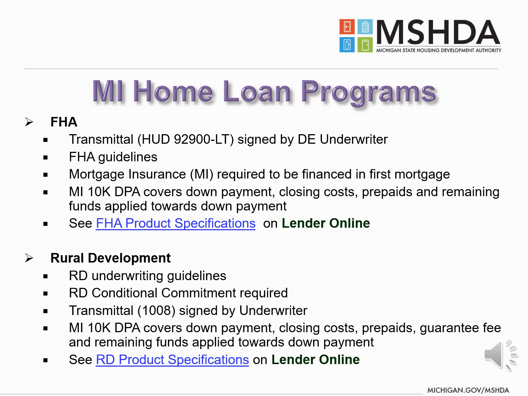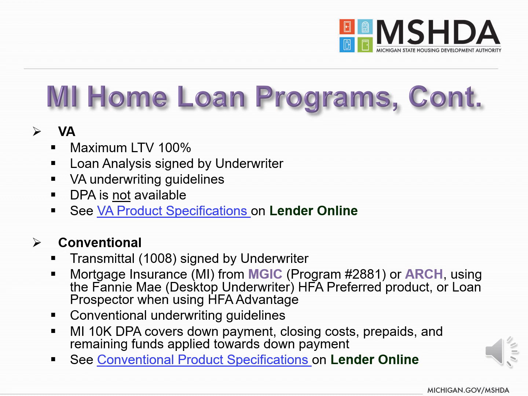VA loans require maximum financing. The loan analysis must be signed by the underwriter. VA underwriting guidelines are to be followed. DPA is not allowed on this product. See VA product specifications on Lender Online.